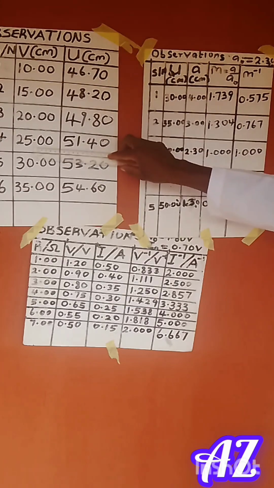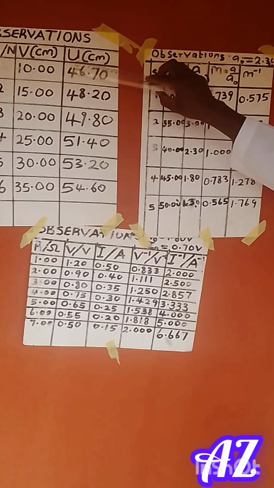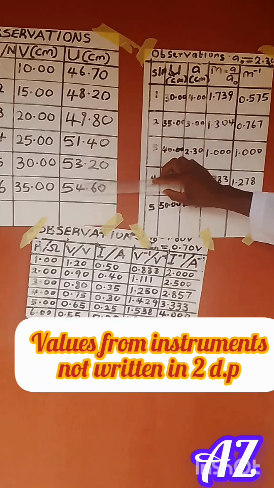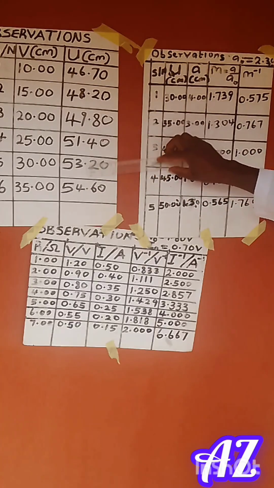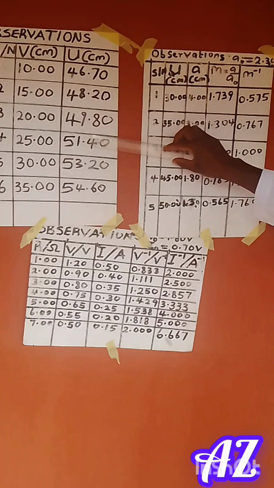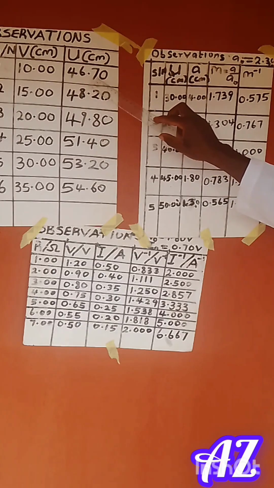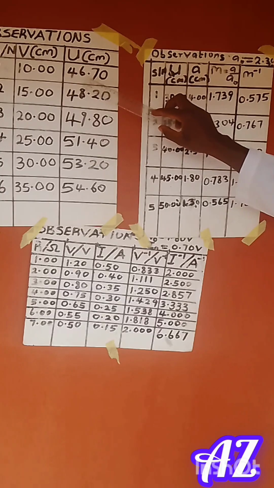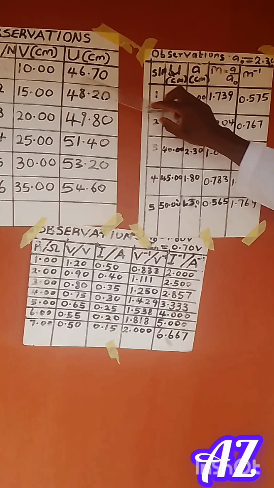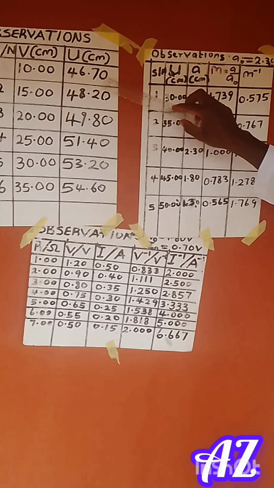Then these given values must be to 2 decimal places, and values from your instrument must also be to 2 decimal places. If you don't put them at 2 decimal places, you are already losing marks. Instead of 46.70, you wrote 46.7. The mark for this is gone. So if you have 46.7, just add 0 behind it so that you don't lose marks.